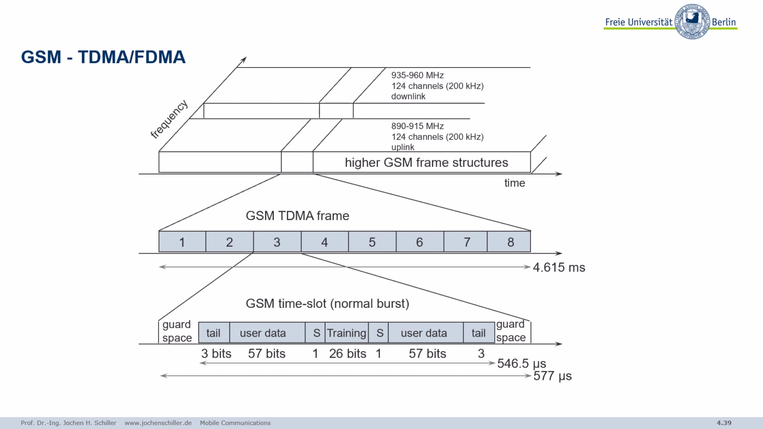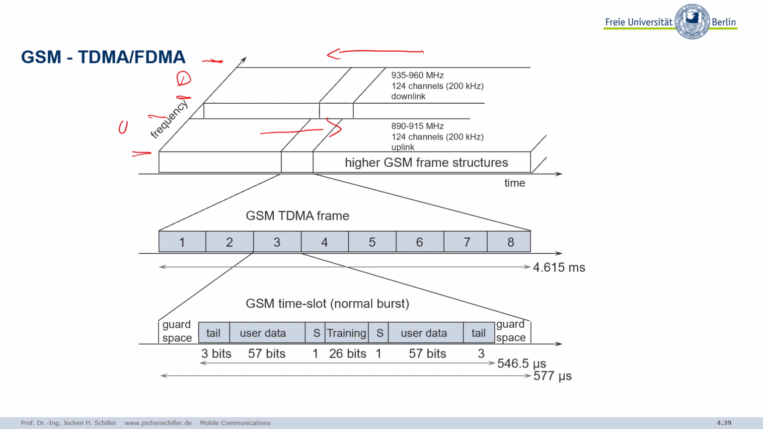Now let's have a closer look at different ways of multiplexing in GSM. I already showed you the basic idea of multiplexing on a very high level. For example, the separation of a downlink and an uplink. So we have a so-called paired band. So we use the same bandwidth for the downlink here as we use for the uplink.